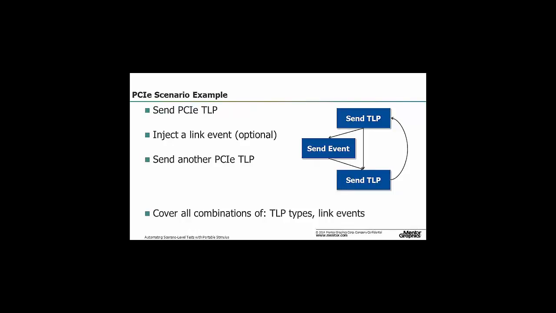So let's look at a simple example. This is a PCI Express transaction layer packet, a TLP. At the block level, it's pretty straightforward. We want to create and send a TLP, then possibly inject a PCIe event, such as connecting or disconnecting a new device. So this is for a root complex in PCI Express, obviously. And then send a second TLP and make sure it still works after the event. And we want to cover all the combinations of different TLP types and link events.